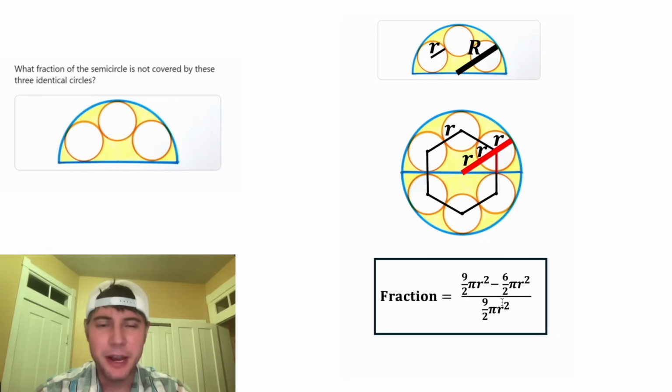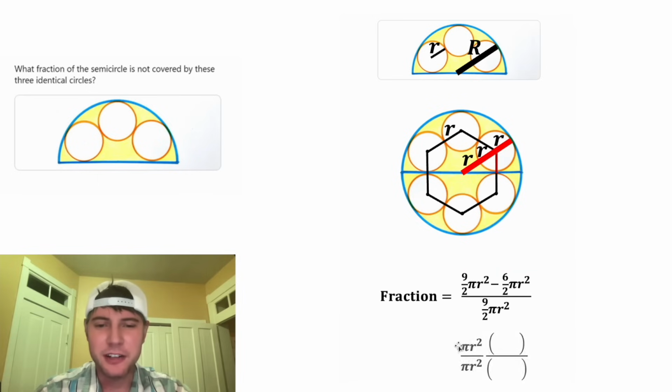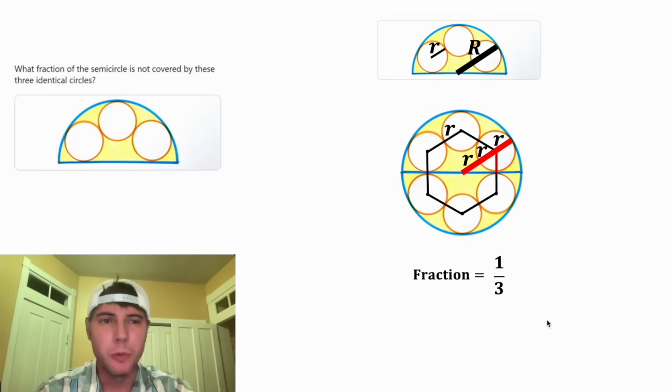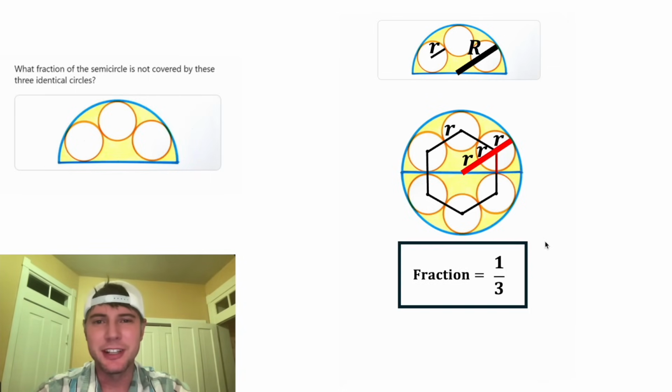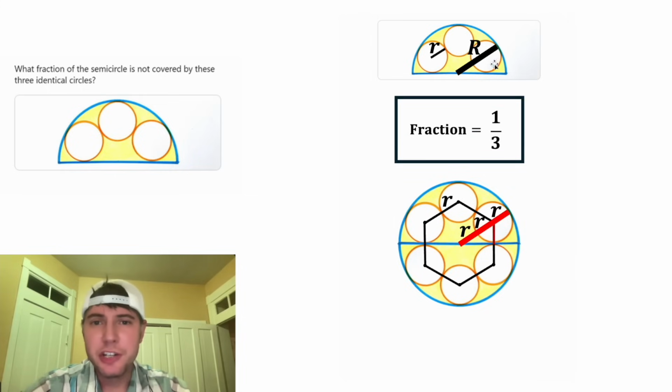I'm noticing that every term has a pi little r squared. So let's factor that out of top and bottom. On top, after we factor out a pi little r squared, we'll have a 9 over 2 minus 6 over 2. And on bottom, we'll just have a 9 over 2. Now these two pi little r squareds will cancel each other out. 9 over 2 minus 6 over 2 is 3 over 2. And then we can multiply top and bottom by 2. All those 2's will cancel, and we have 3 over 9, which simplifies to 1/3. And now we have simplified this. The fraction ends up being 1/3. This is the answer to our question. Let's put a box around it. In this problem, the ratio of the yellow area over the entire semicircle is equal to 1/3.